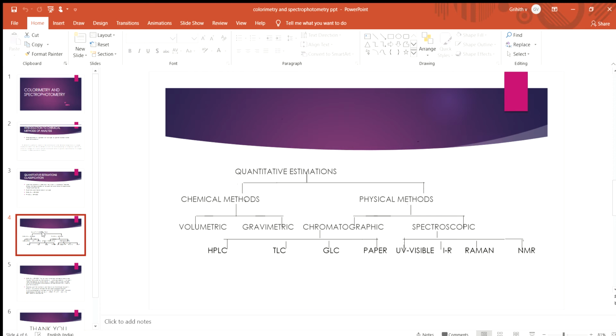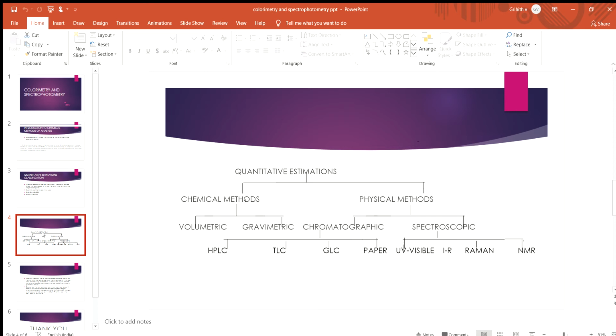When I told you that volumetric methods of analysis, you might have recollected the volumetric analysis which you have done in inter-second year, that is acid-base titration or redox titration which you have done. So here in this volumetric analysis, you might have estimated the quantities of the constituents present in an unknown solution. So it is determined by measuring the volumes of the solution.